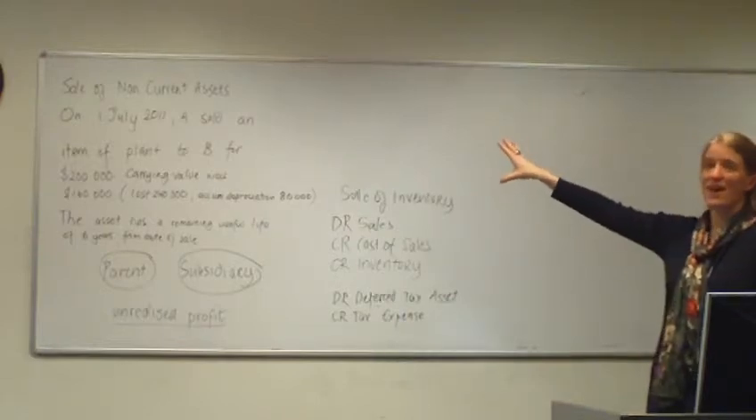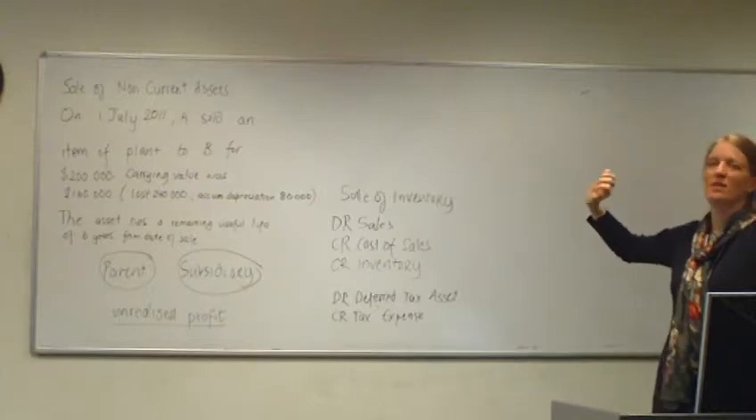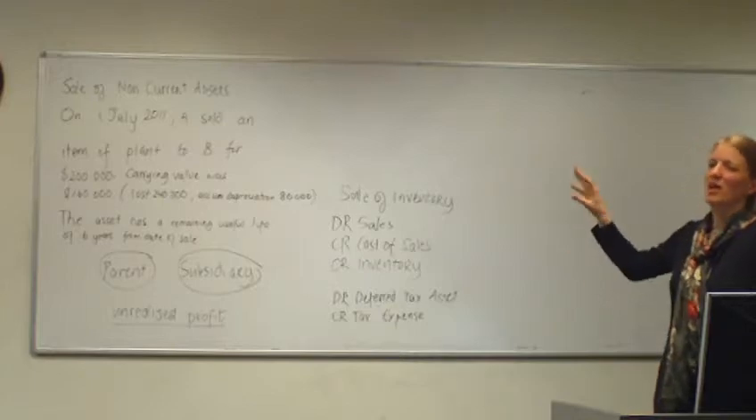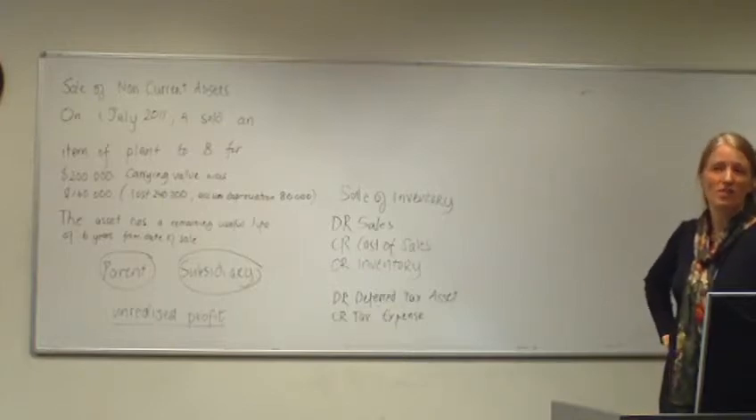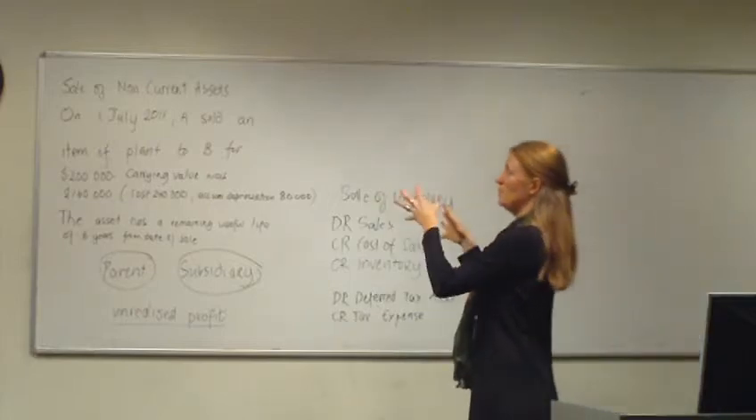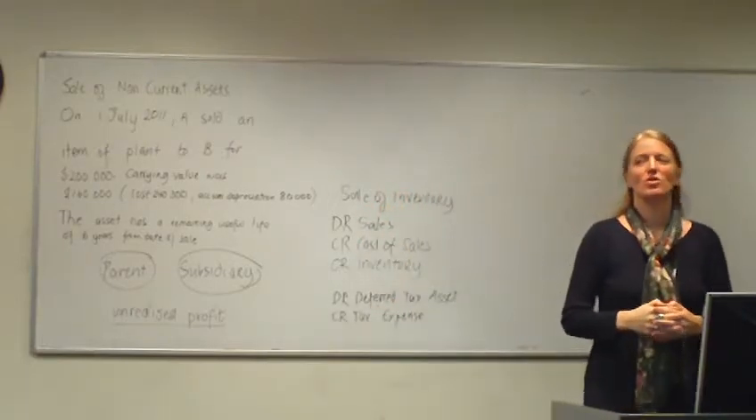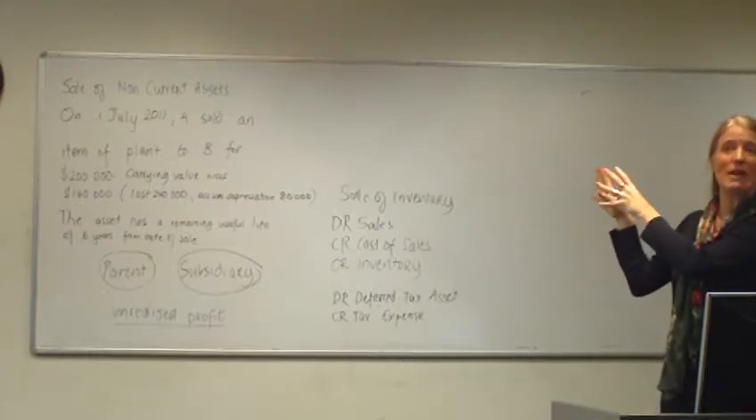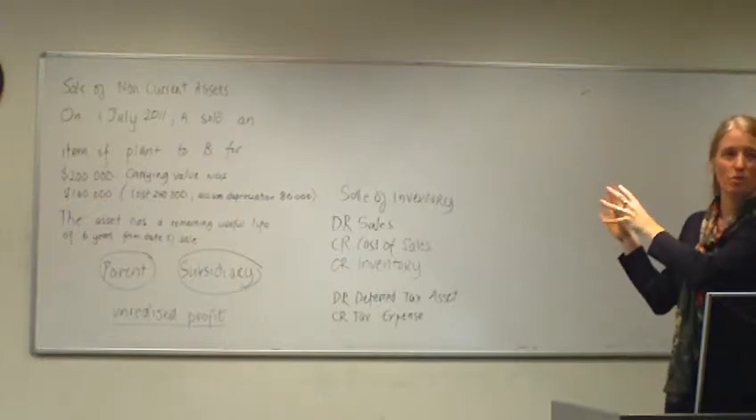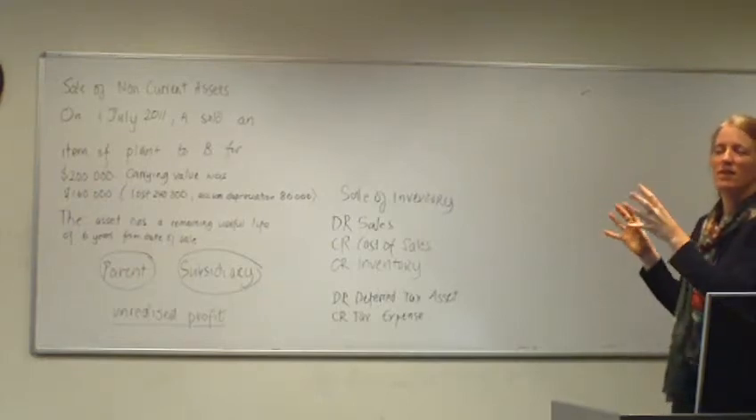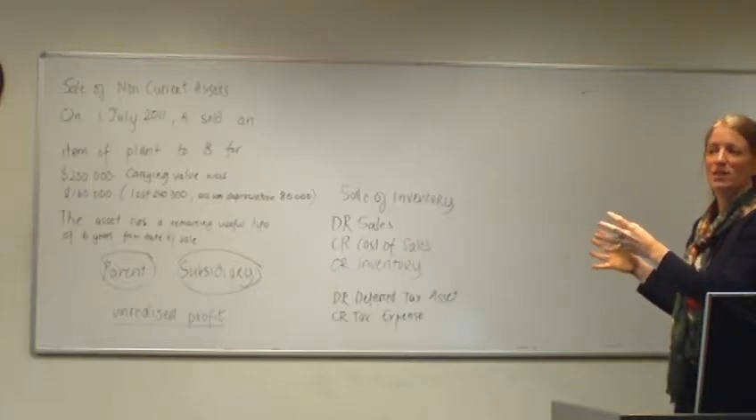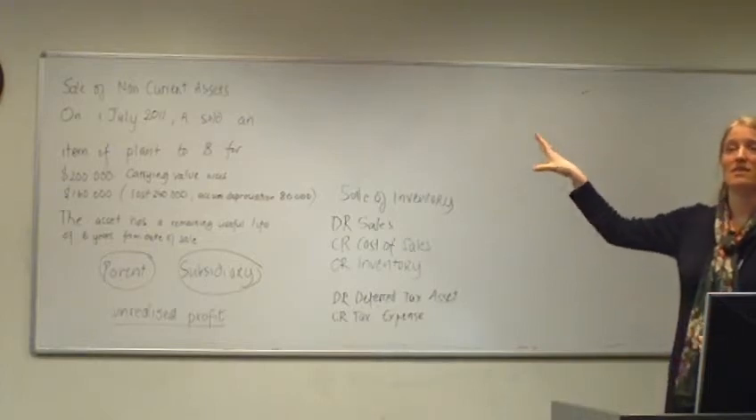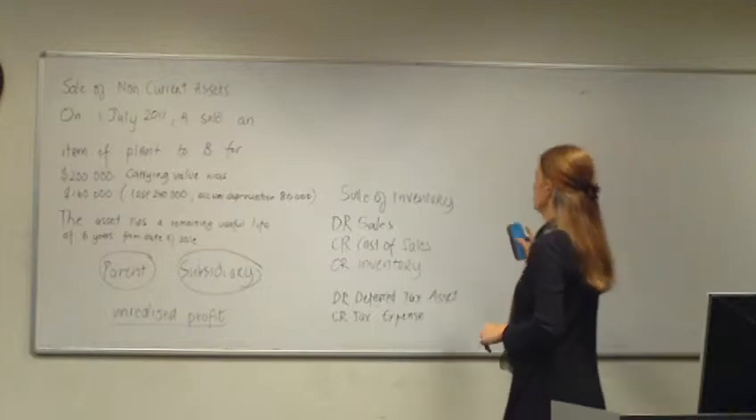That has been processed in the books of A and in the books of B. But we now want to draw up group financial statements, which is putting A and B together, and we want to eliminate this transaction. We want to treat it as though it never happened in the books of the group. If the parent and the subsidiary transact, we cannot recognize that transaction in the group financial statements. So what are we going to do?